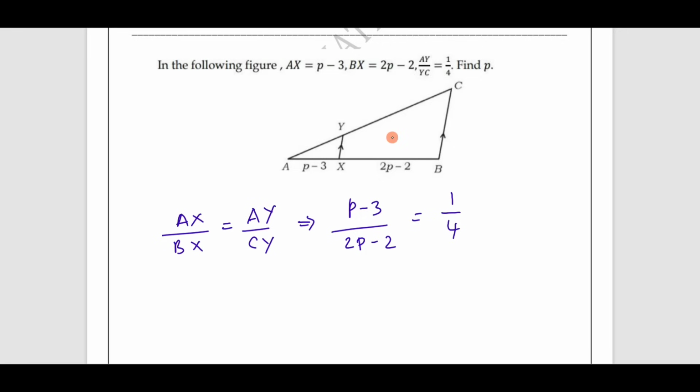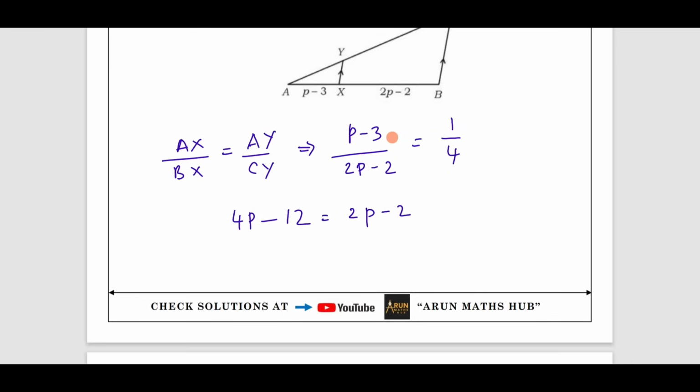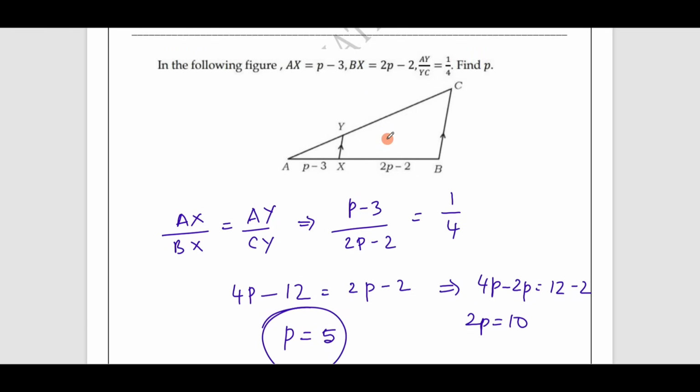First multiply: 4p minus 4 threes are 12 equals 2p minus 2. Now shift this 2p to this side. 4p minus 2p equals minus 2, after shifting minus 12 it becomes plus 12, minus 2 as it is. 2p equals 10, p equals what? 10 by 2 is 5. So based on this, instead of p, they can ask x. So this kind of questions will be there based on theory.